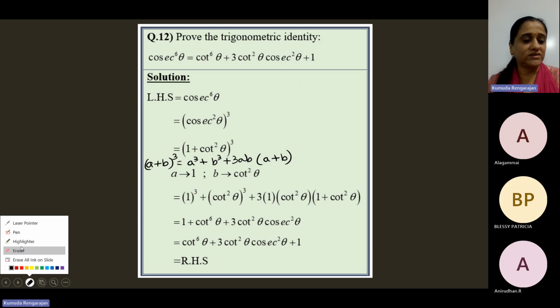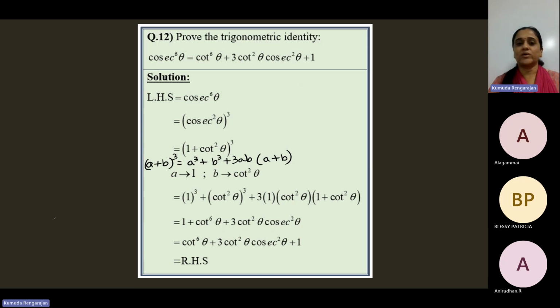So cosecant square theta is equal to 1 plus cot square theta. We choose to write that because you can see in the RHS we have cot. Now you will ask, why not write cosecant square theta as 1 by sine square theta? We normally convert to sine cos, but here we see cot in the RHS, so we write cosecant square theta as 1 plus cot square theta.